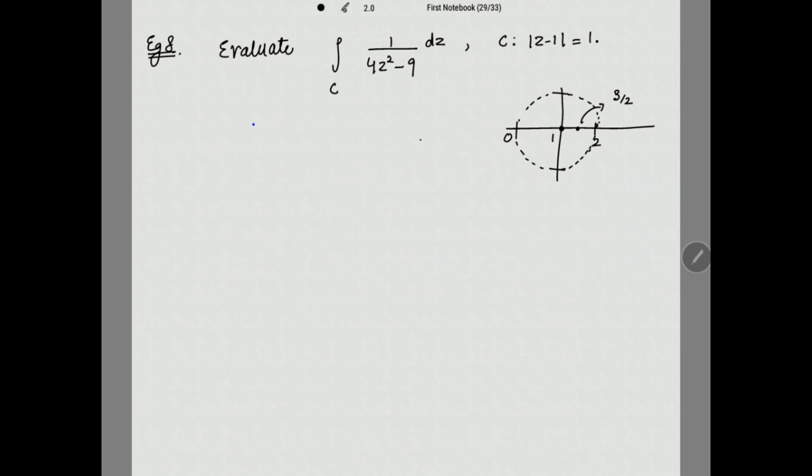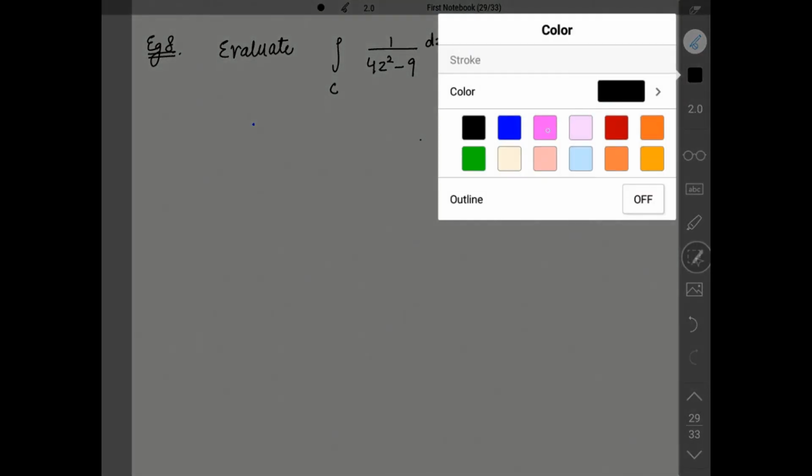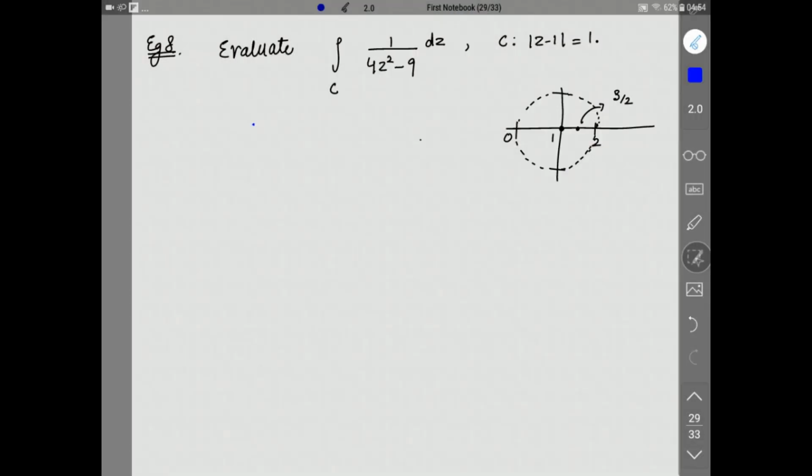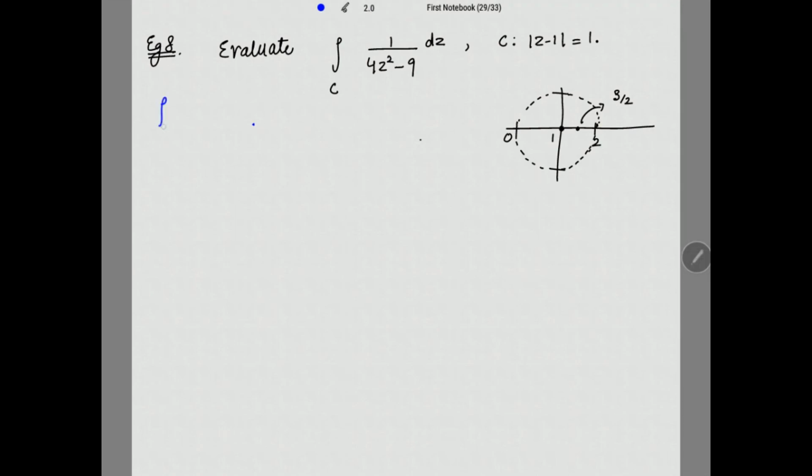Let's start now. Okay, so what is my integral now? I'm taking 1 by 4 outside and writing 1 over (z minus 3 by 2)(z plus 3 by 2) dz. Now what is my function?